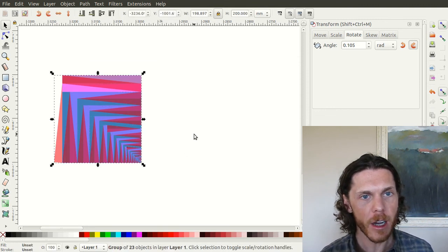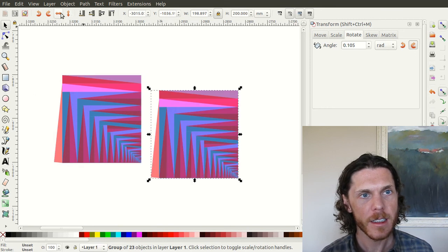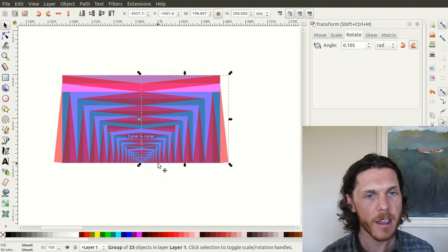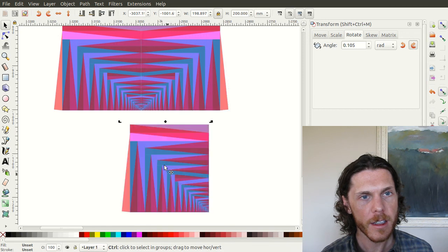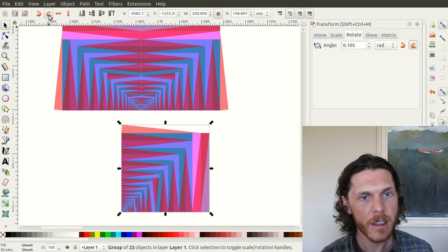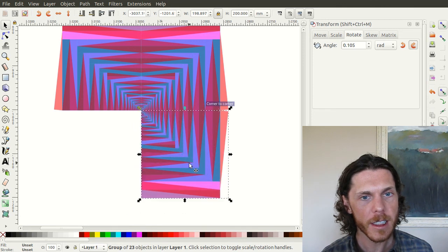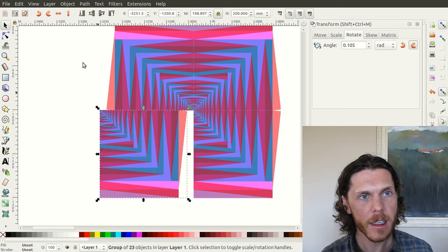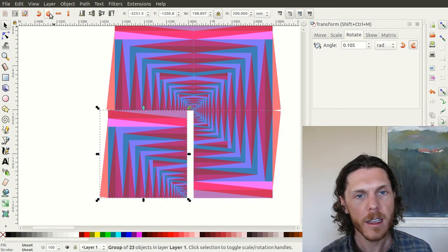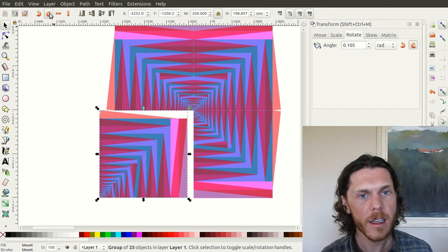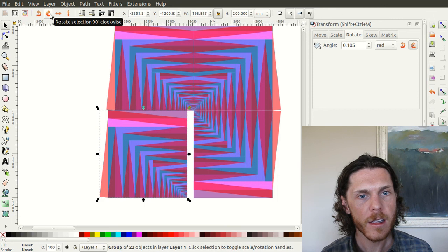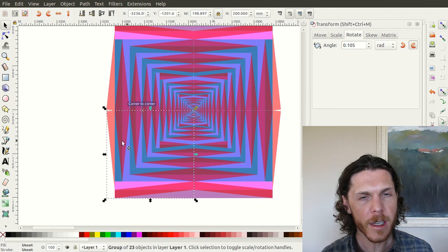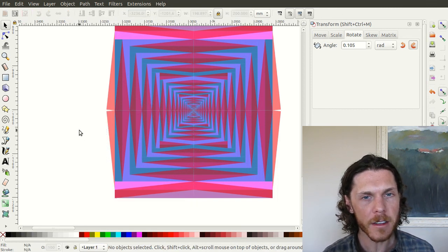Now, copying this for the art. We can see that a vanishing point has formed right there in the middle. So it's like the end of the tunnel.